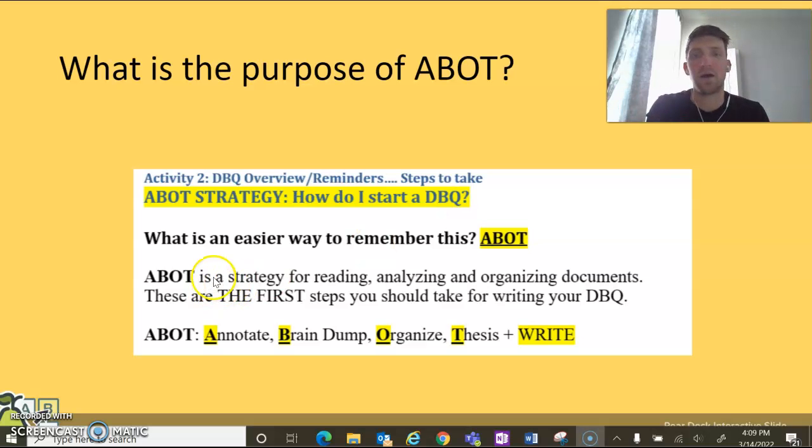go? So we can see here, ABOT is a strategy for reading, analyzing, and organizing documents. These are the first steps you should take toward writing your DBQ. So you can see ABOT is an acronym. A, annotate. B, brain dump. O, organize. T, thesis. Once you've done all that, you can write.